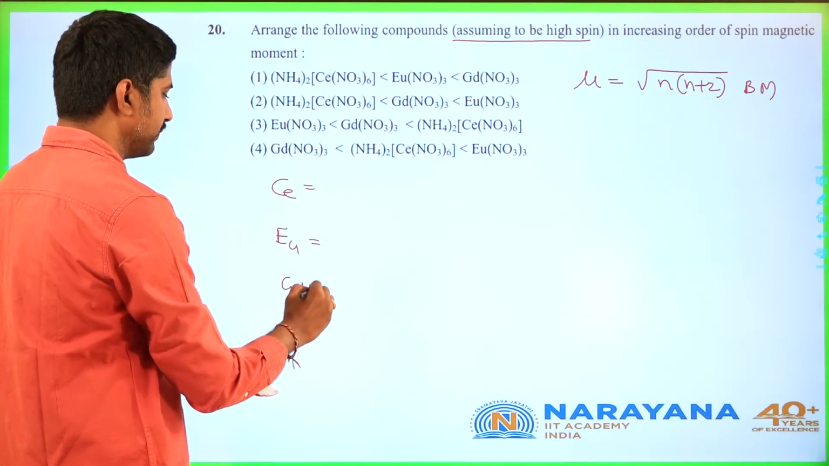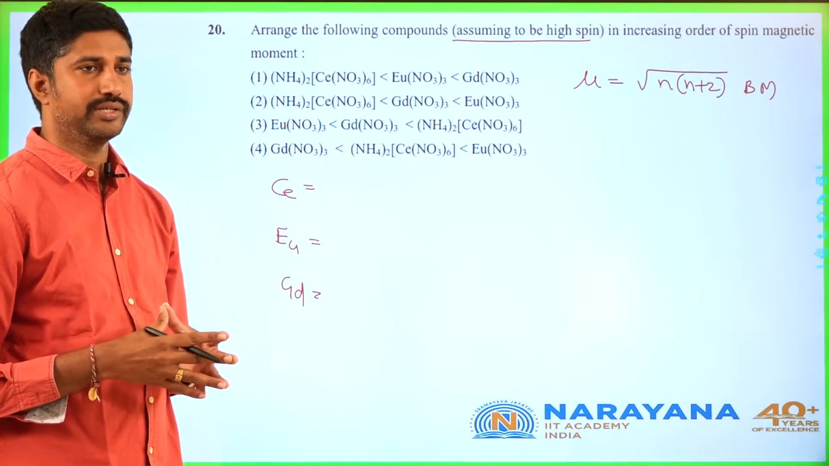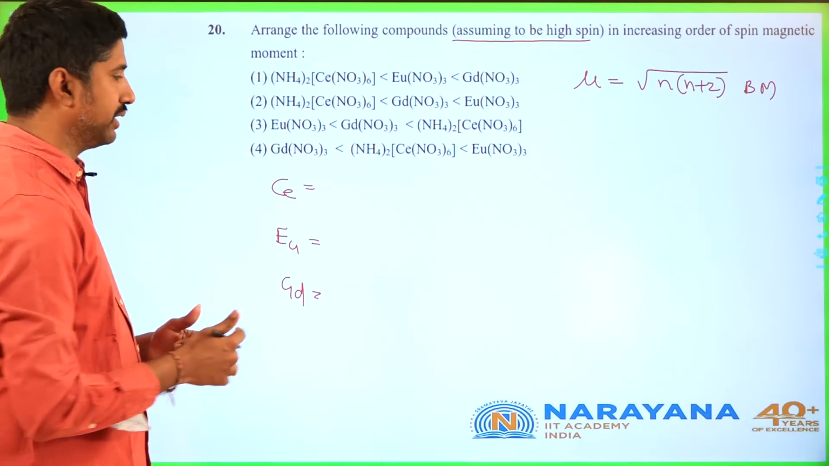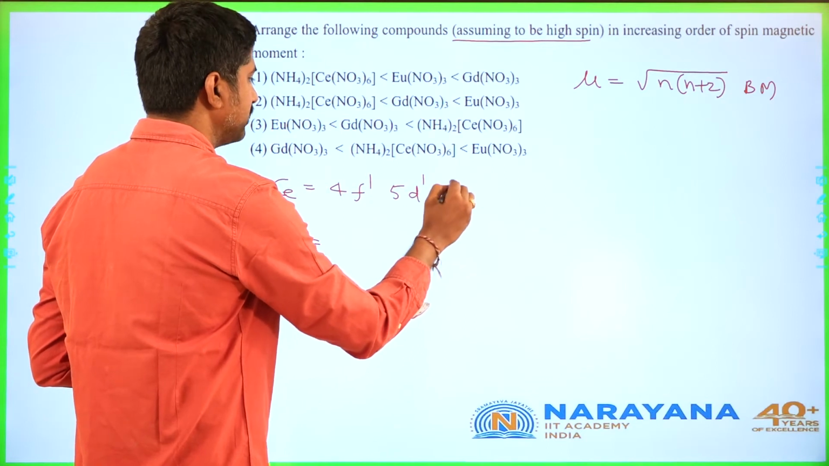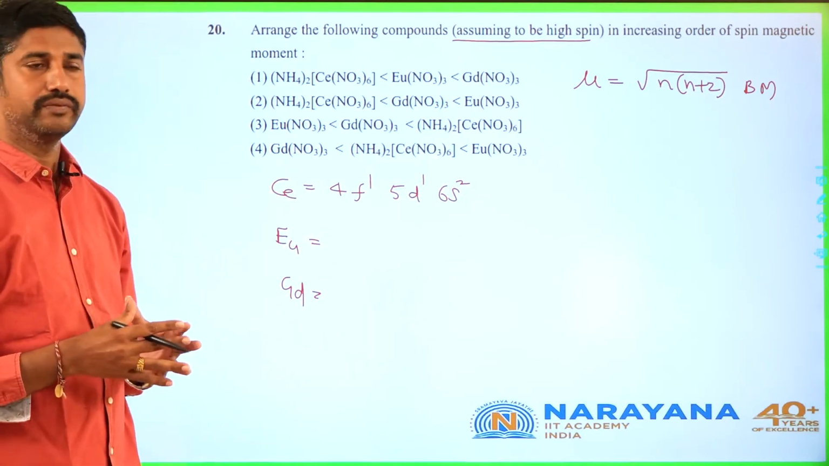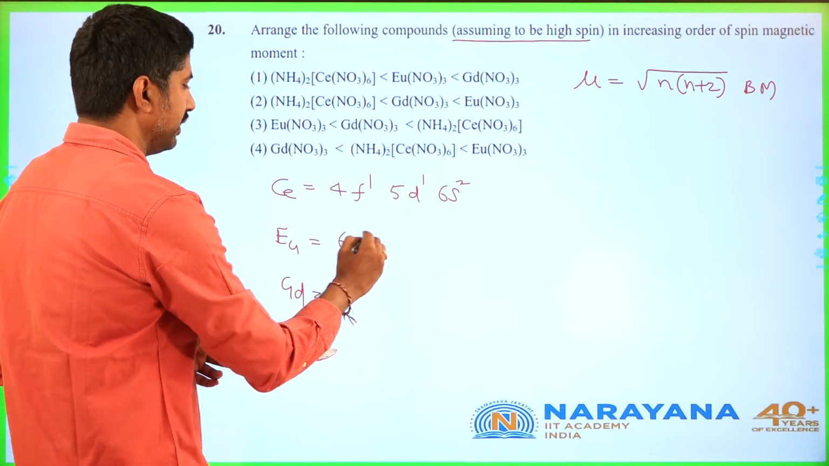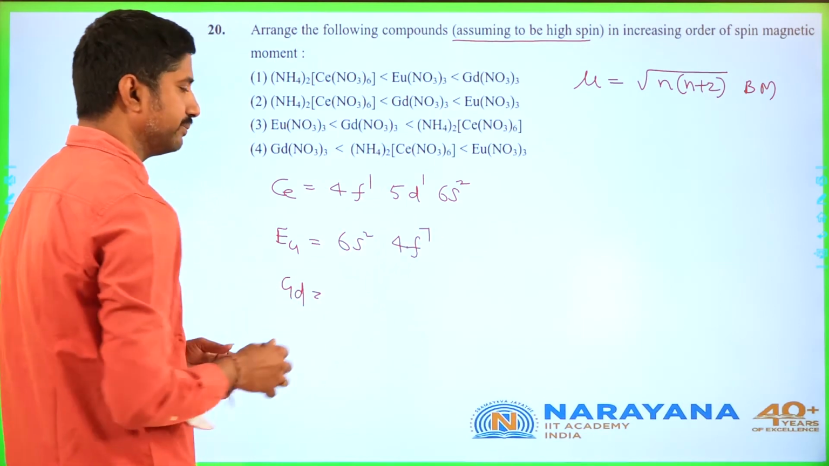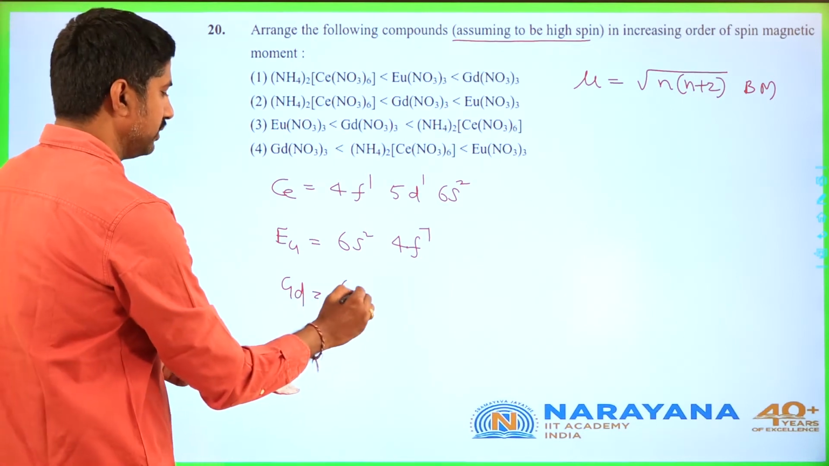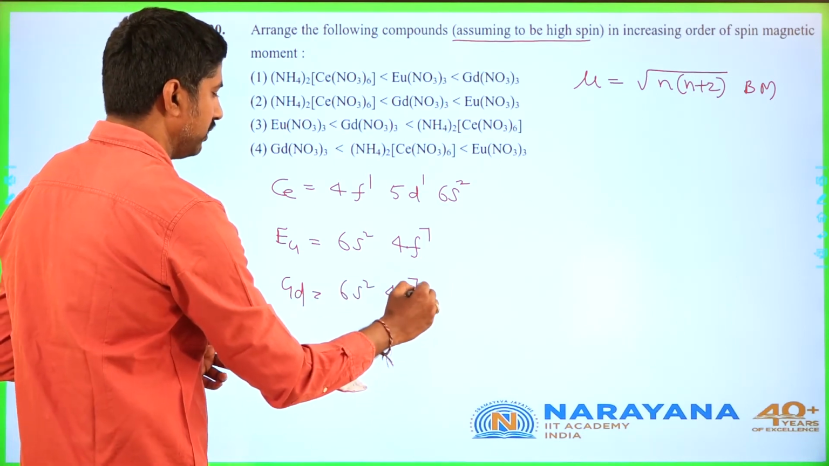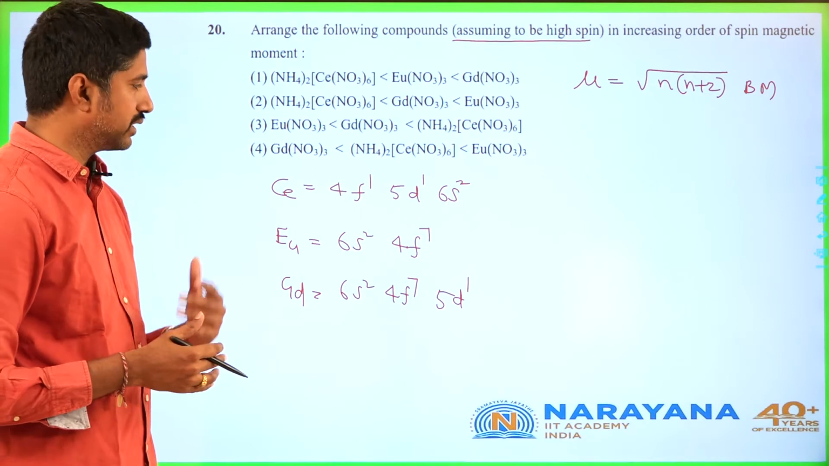So what are the configurations for cerium, europium and gadolinium? The outer configurations, if you just check it. For cerium, we can mention 4f1, 5d1 and 6s2 as the valence configuration. And for europium it is 6s2 and 4f7. And for gadolinium it is 6s2, 4f7 and 5d1. These are the electronic configurations of the respective elements.